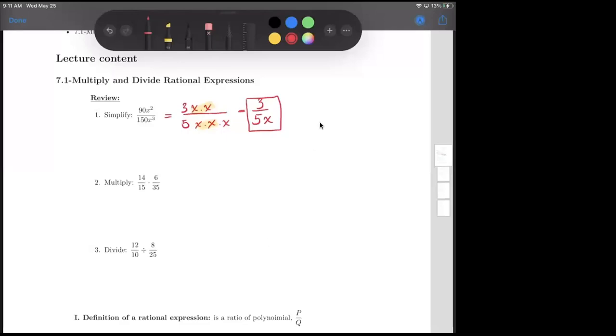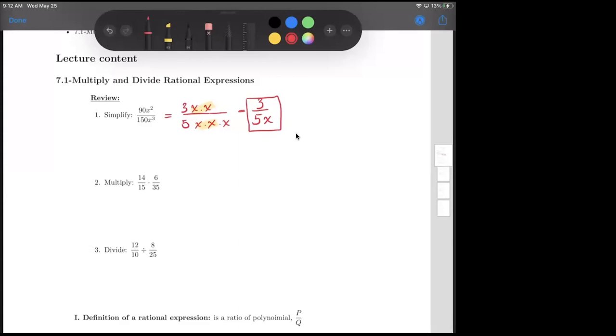Let's see. I got Devin. Devin got all three. Devin 84 over 525 for the second one. Alex 4 over 25. Curtis 4 over 25. Haya 4 over 25. Yeah. Okay. So you want to simplify that?